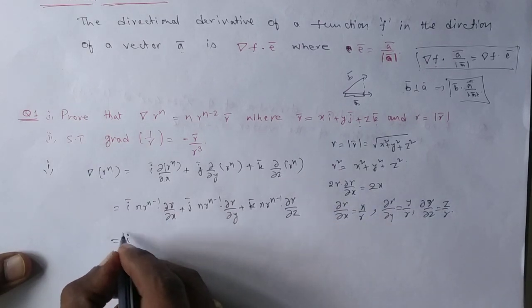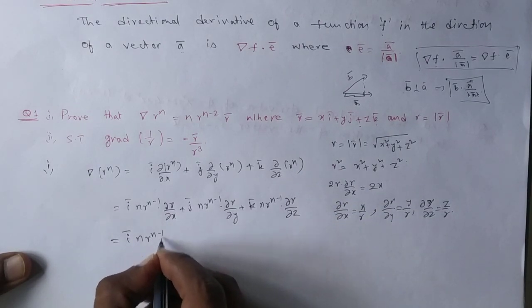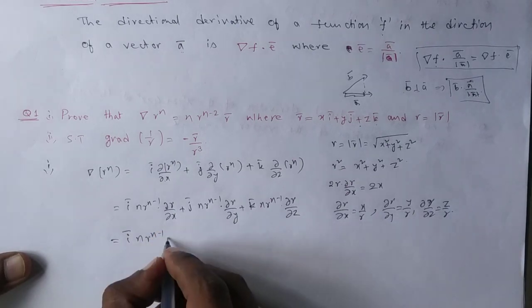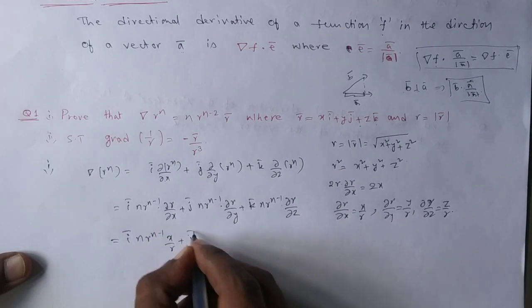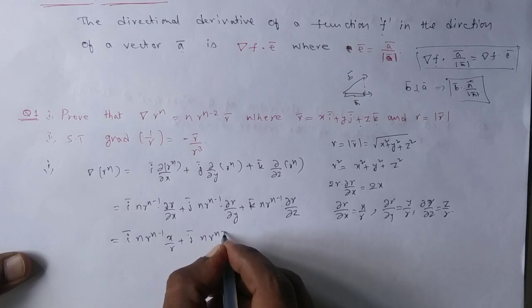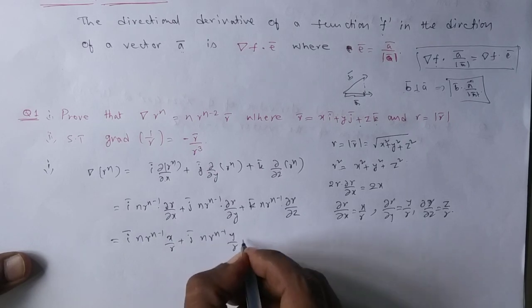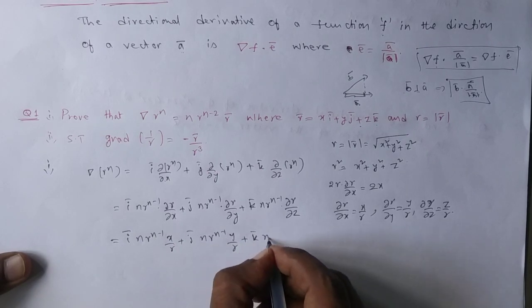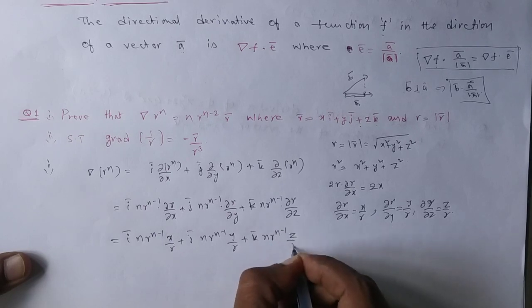So this becomes now i bar into n into r power n minus 1 dou r by dou x, which is x by r, plus j bar into n into r power n minus 1 y by r, plus k bar into n into r power n minus 1 z by r.